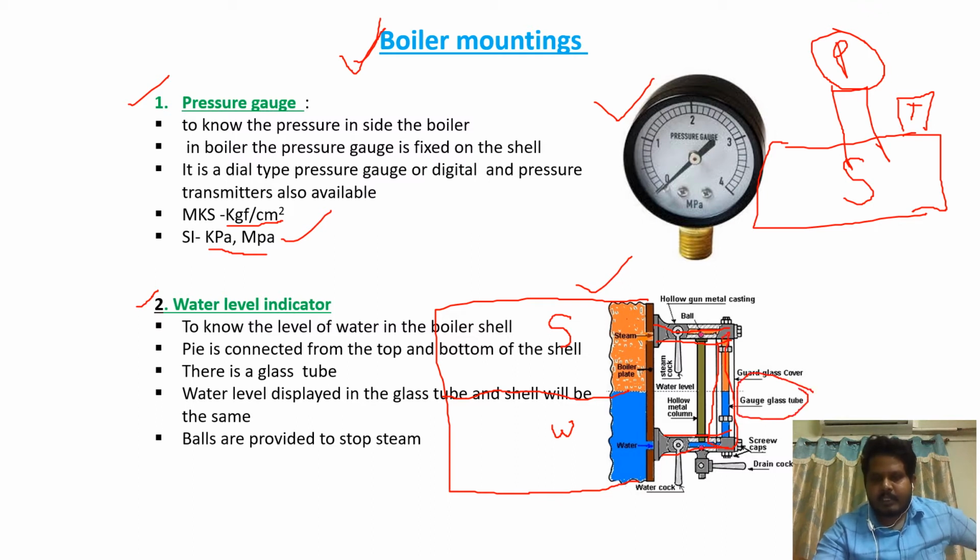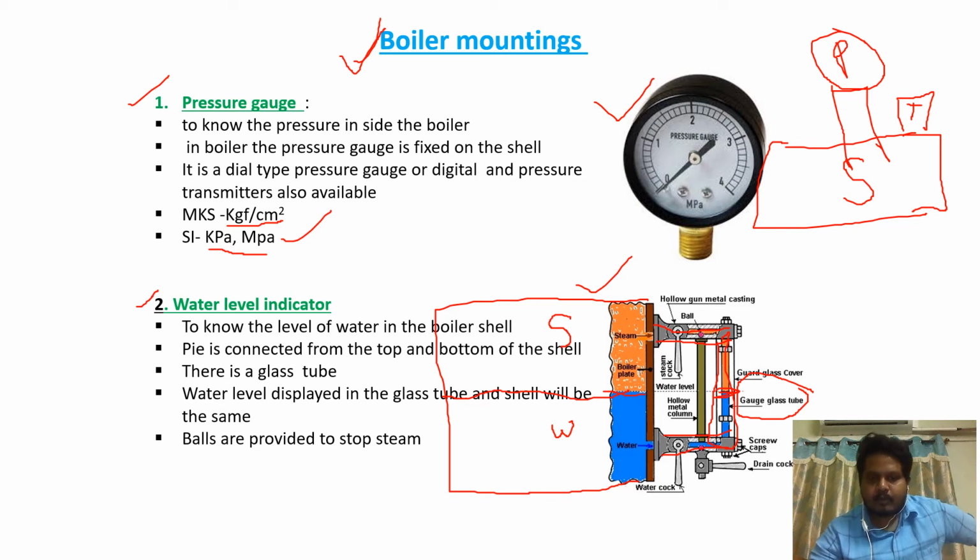When steam passes through the pipe at the top and water through the pipe at the bottom, both will enter the glass tube. So in the glass tube you can see the level of the water. The level of the water inside the glass tube and in the shell will be the same. So the operator, by seeing the glass tube itself, can tell the level of the water inside the shell, because both will be at the same level.